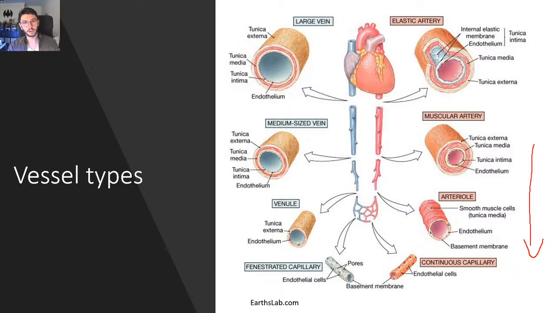Now when we look at arteries, we have an elastic artery. And these are the big arteries. So these are very thick, major arteries. It's the direct branches from the aorta. They will be called elastic arteries. And the reason they're called elastic arteries is because they contain elastic tissue in the tunica media.